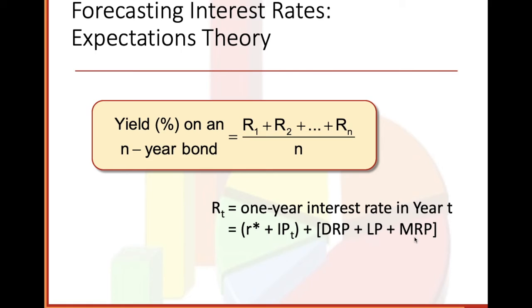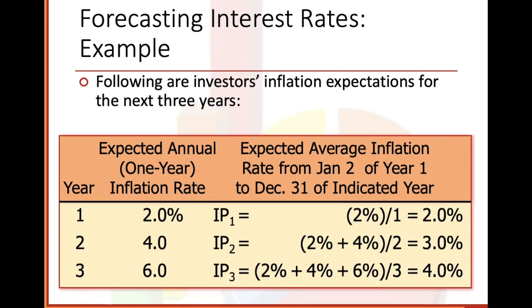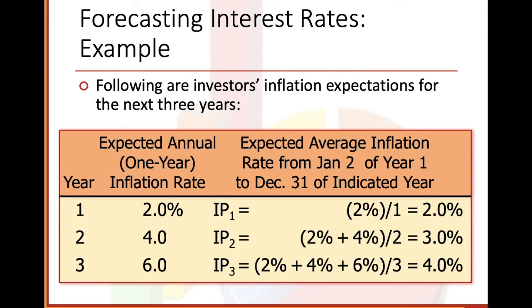So, forecasting interest rate examples. Following our chapter is inflation expectations for the next 3 years. Here's our expected 1-year inflation rate: 2%, 4%, 6%. Expected average inflation rates from January 2 of year 1 to December 31 of the indicated year. So 2% divided by 1 equals 2%. 2% plus 4% divided by 2 is 3%. 2 plus 4 plus 6% divided by 3 equals 4%, so 4% over the 3-year period. Basically, it's averaging it.